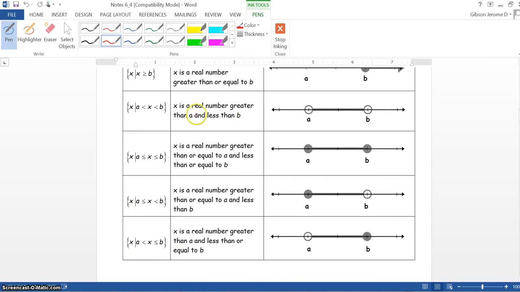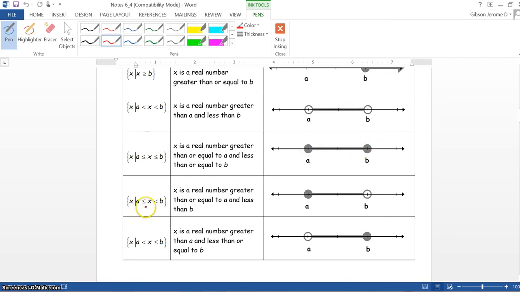Now, we have another situation here. This is where we have a compound inequality where x is greater than a but is also less than b. So if you notice, we have open circles on both of these values, and that includes all of the points in between these two values. Now, this situation is basically the same except for we have the or equal to. So that means these values are now shaded.